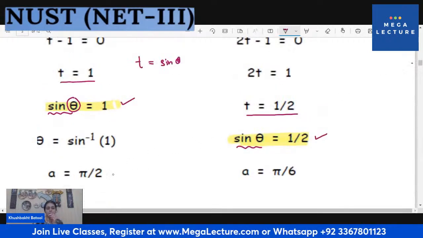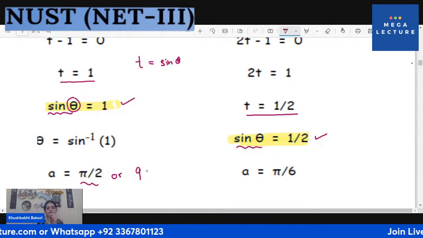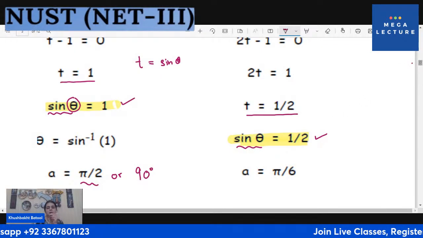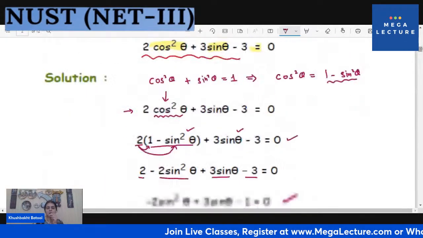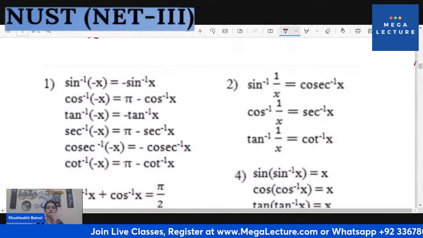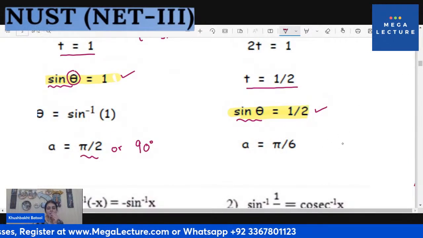All right, okay. So here they have used theta equals pi by 2, but you can always write it as 90 degrees as well, because in the beginning of the question, no interval is given, right? So it is completely your choice. And this has given you the basic angle. Okay. Now this was your first equation.